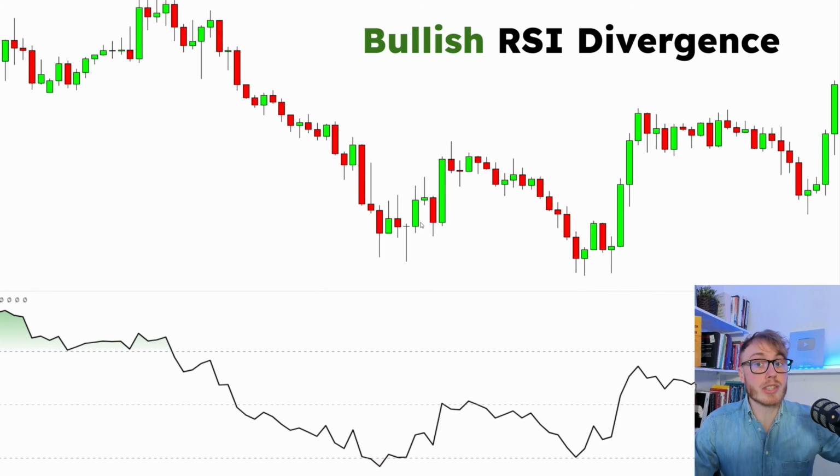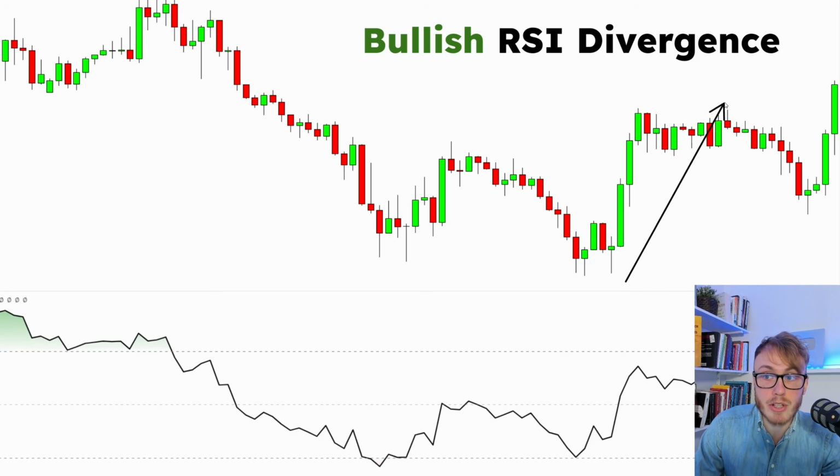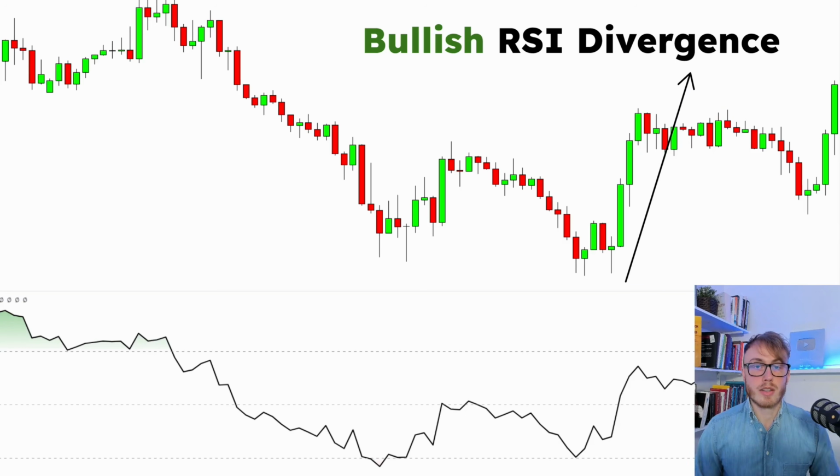What does a bullish RSI divergence tell us? Well, it indicates a reversal to the upside. So the bullish divergence is a bullish reversal signal. However, when we trade divergences, in order to improve our win rate even further, we usually want to combine the divergence with other technical variables. That is something we will talk about later on in this course, so stay tuned for that.